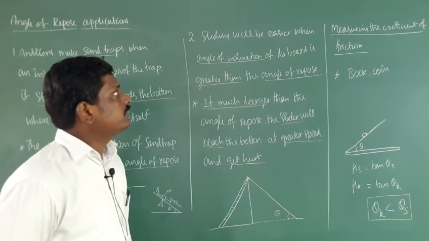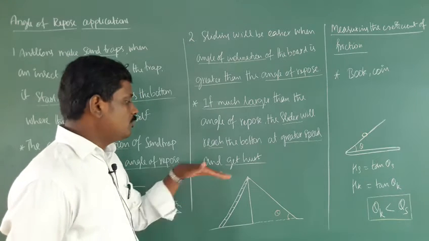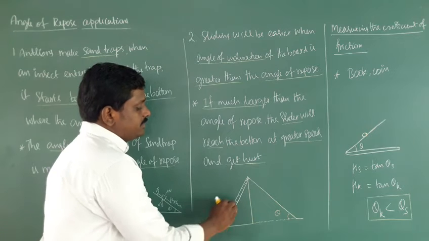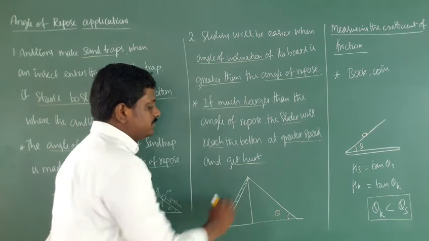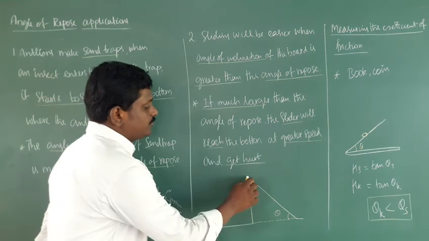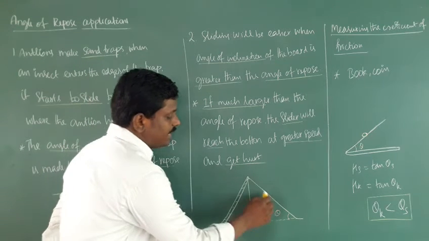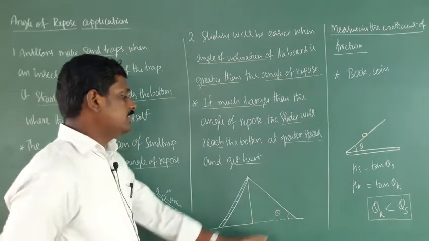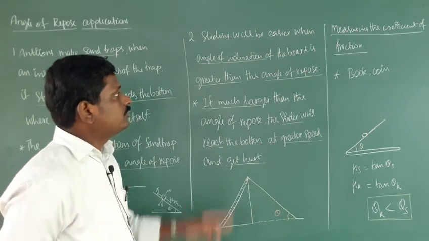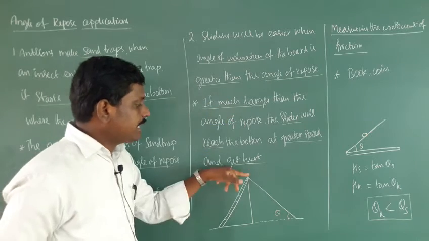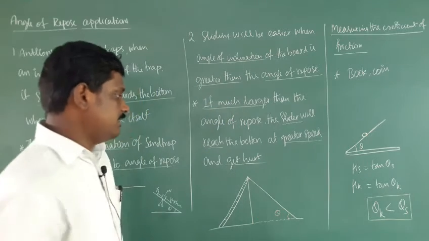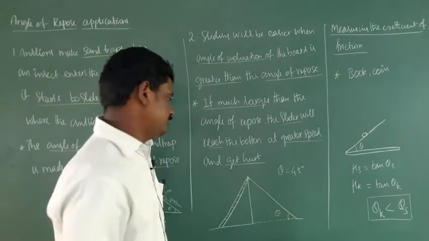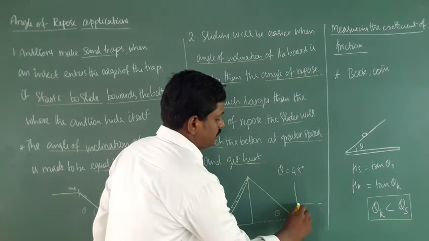Sliding is easier depending on the angle of inclination of the board. Children in the park go to the top of the slider, and this is the angle of inclination. The angle of inclination is greater than the angle of repose. If it is greater than the angle of repose, sliding is easier. Just see, the theta will be 45 degrees. This is the theta.